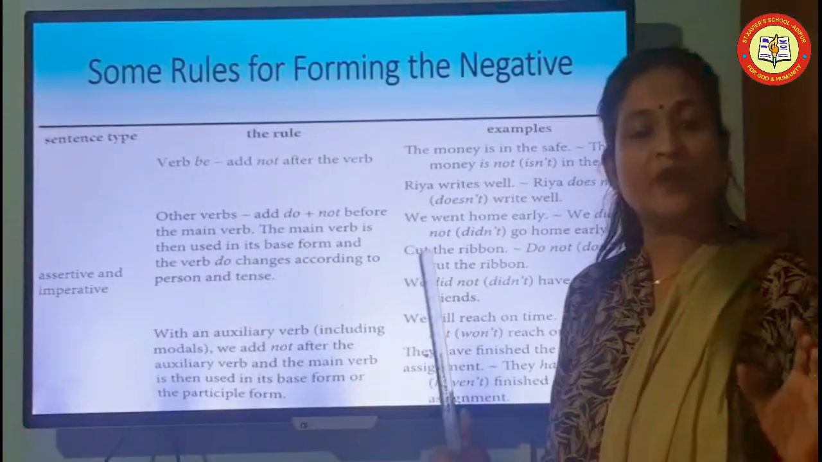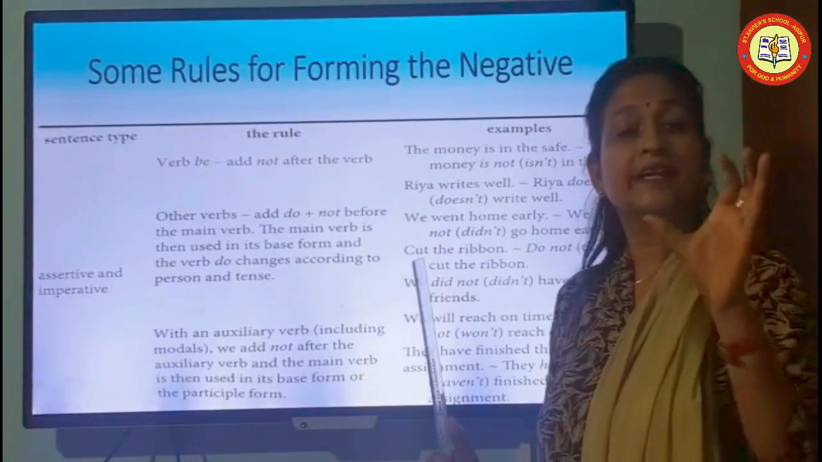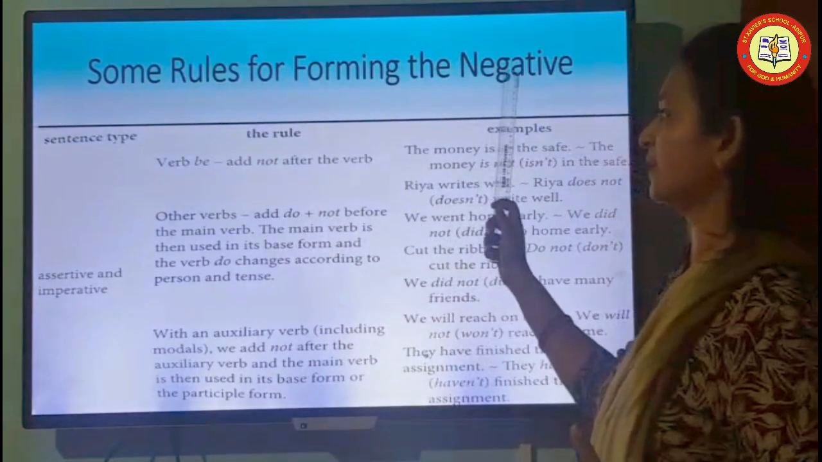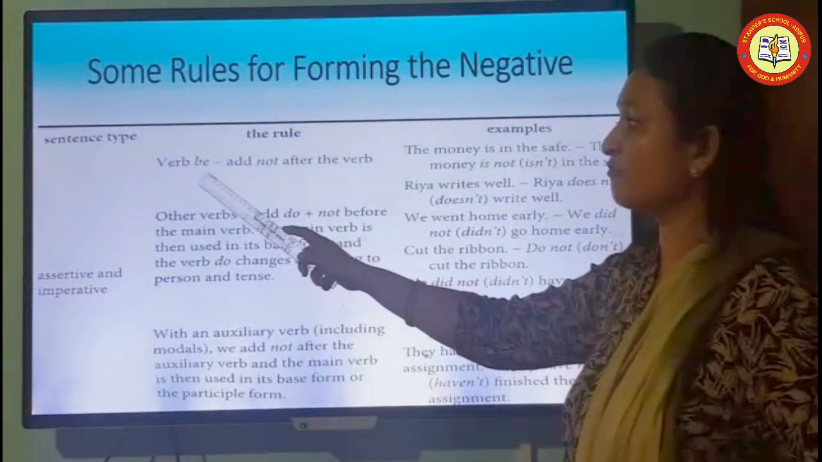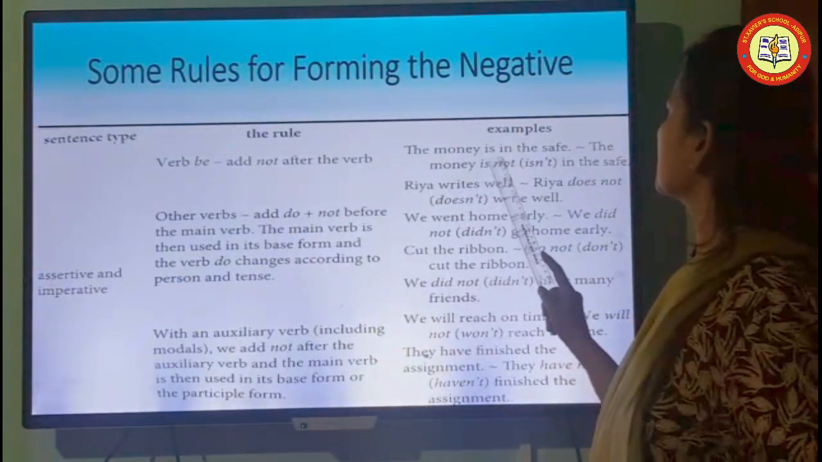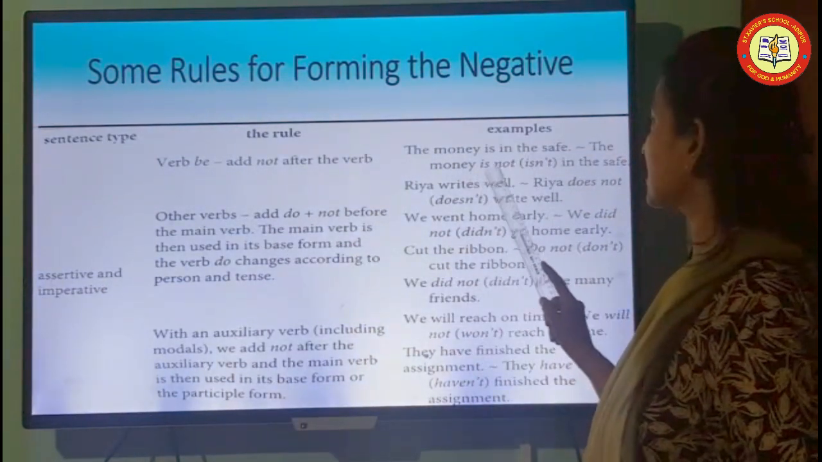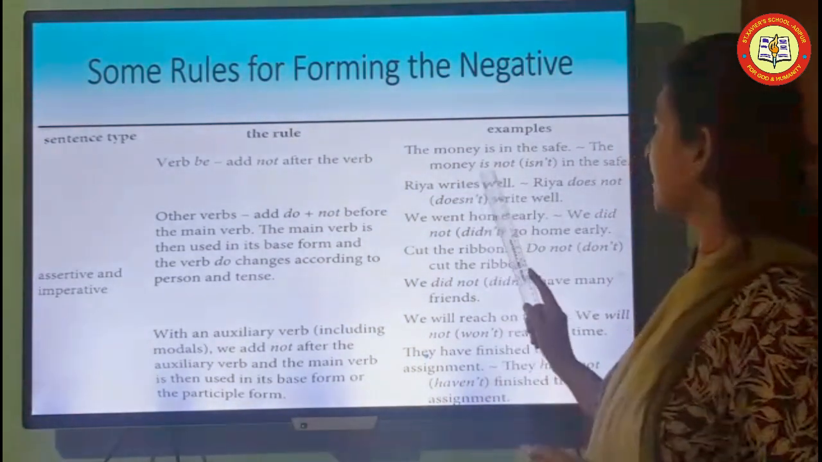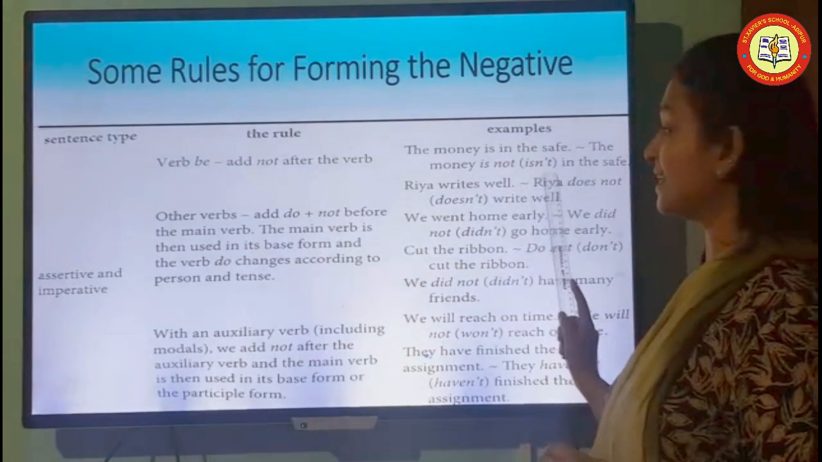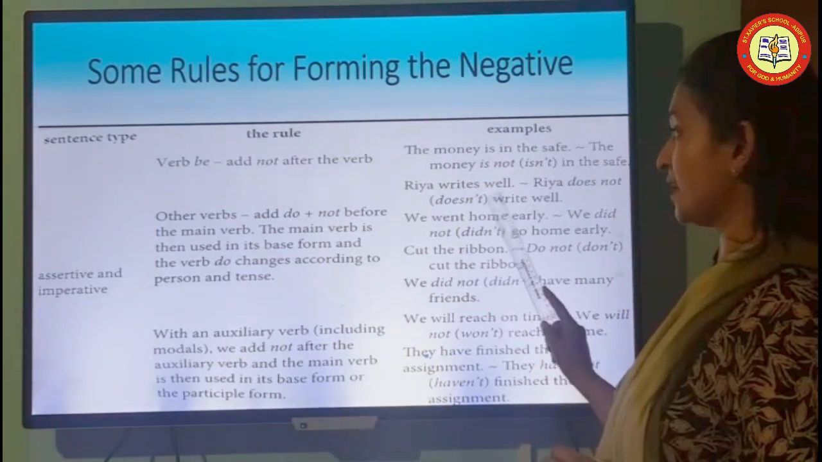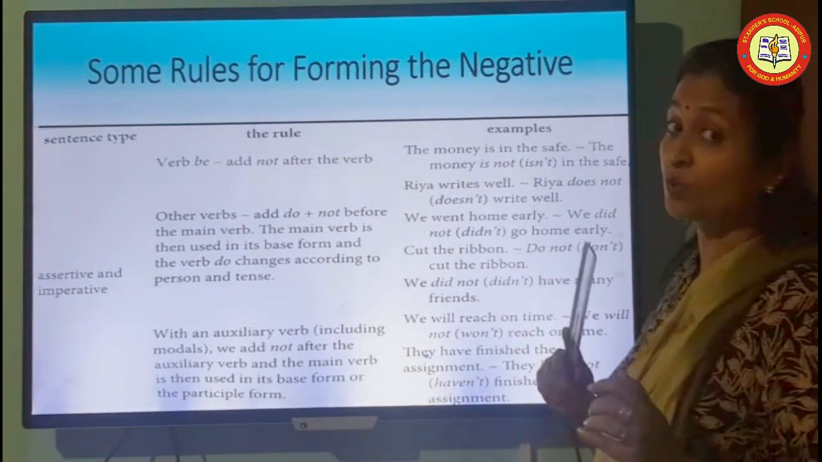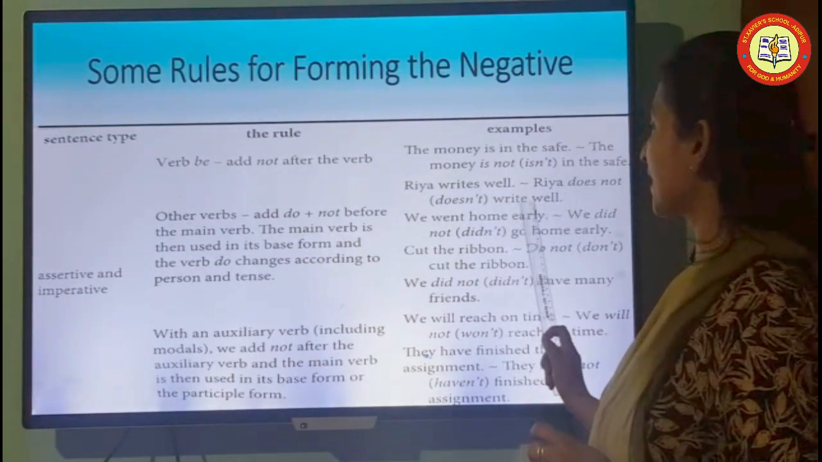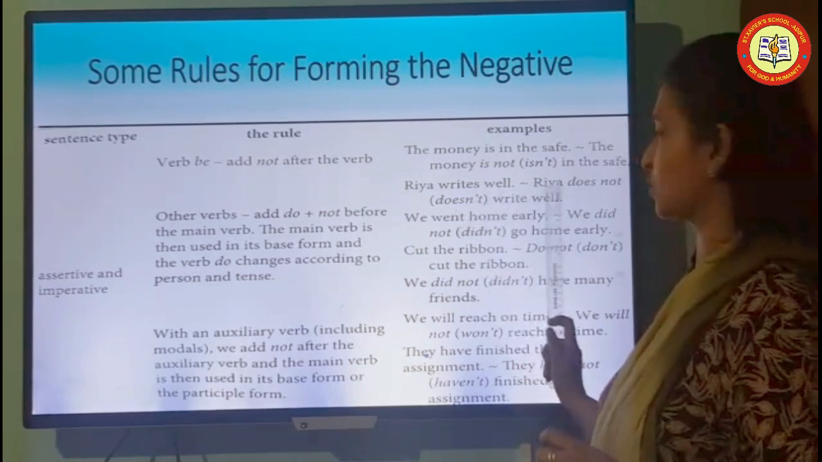Negative sentence means whenever we use the word not in a sentence, it becomes negative. So there are some rules for forming negative sentences. When we have be, this is in the safe. The money is not in the safe. After the verb, you will write not. And is not, you can write in short form, isn't. Ria writes well. Now S, whenever S comes, I have told you to use does. So it will become Ria does not write well or Ria doesn't write well.